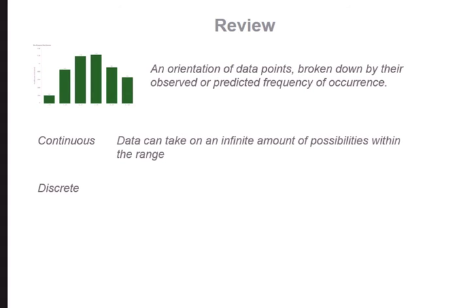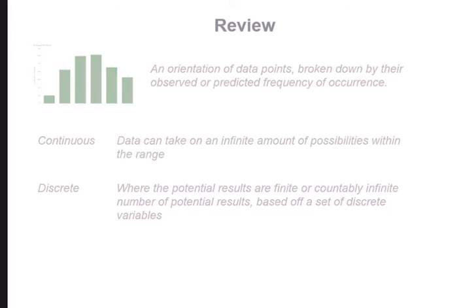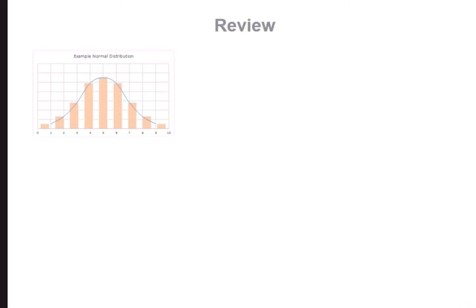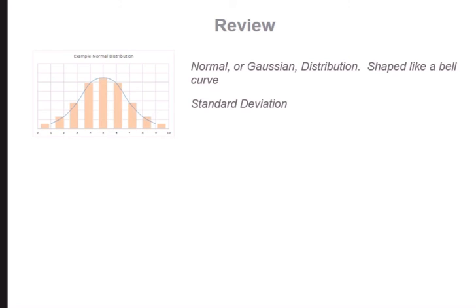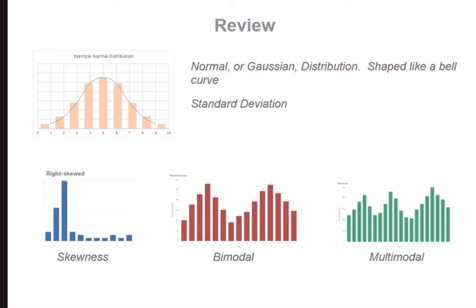A continuous distribution is one that has an infinite amount of possibilities in the range of values, whereas a discrete distribution only has distinct values that can be measured in the distribution. Think of possible percentages on a test score versus number of home runs hit. We looked at the normal distribution, also known as the Gaussian distribution, which can take on the shape of a bell curve. The normal distribution can help us to utilize the analytical tool of standard deviation. Finally, we looked at skewness as a part of distributions, and also looked at bimodal and multimodal distributions.